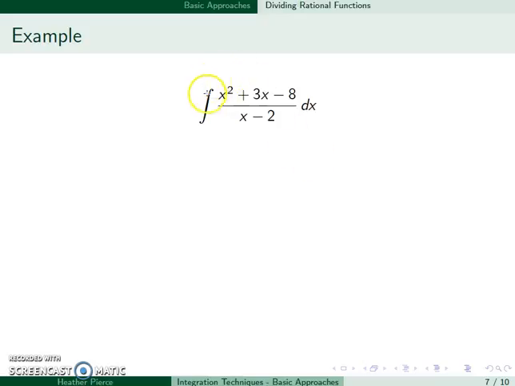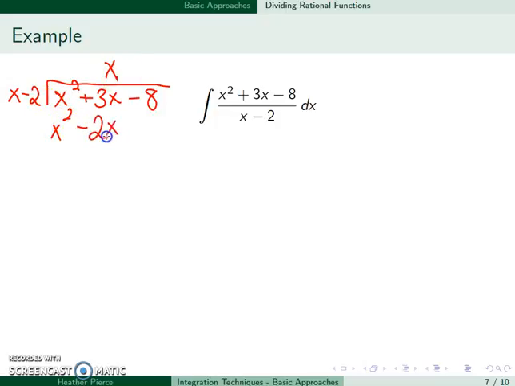If the degree on the top is bigger, like it is here, I can divide my fractions, or divide my functions. So x minus 2 goes into x squared plus 3x minus 8. So I need to know x times what is x squared? Well, x times x. Multiplying down, x times x is x squared, and x times negative 2 is negative 2x. And I need to subtract this, so I'll change the sign all the way through. These terms cancel, and I get 5x. Bring down the next term.